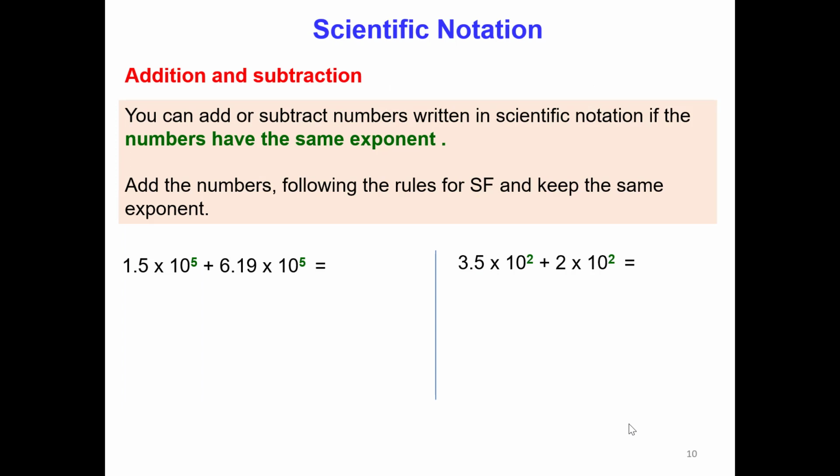And now we want to know how we can add or subtract numbers in scientific notation. If the exponent of 10 is the same, then we can just add or subtract the numbers, and we keep the same exponent. In the first problem, we had 1.5 times 10 to the power 5 plus 6.19 times 10 to the power 5. What to do? Just add the numbers.